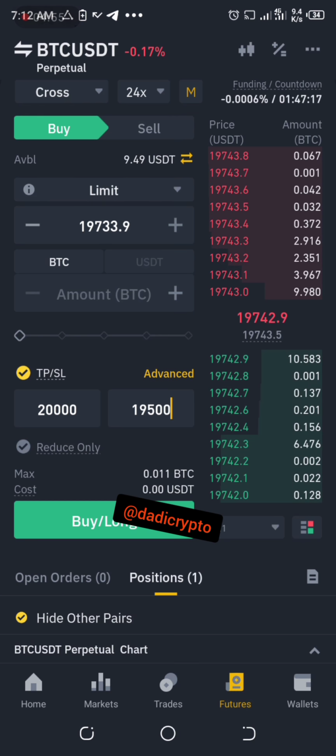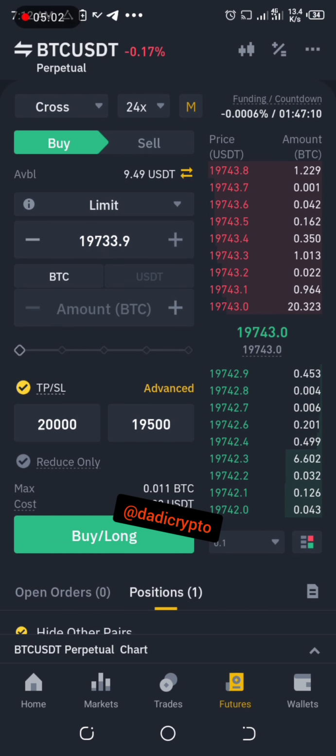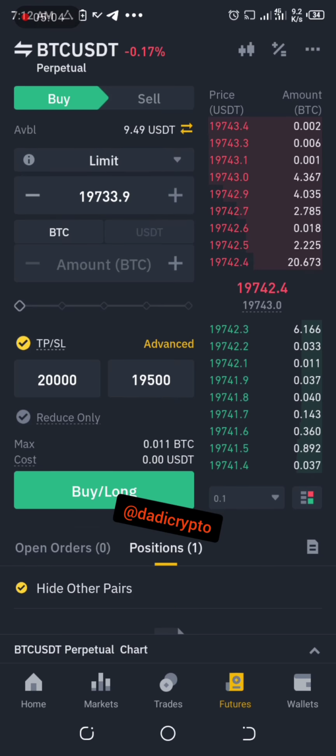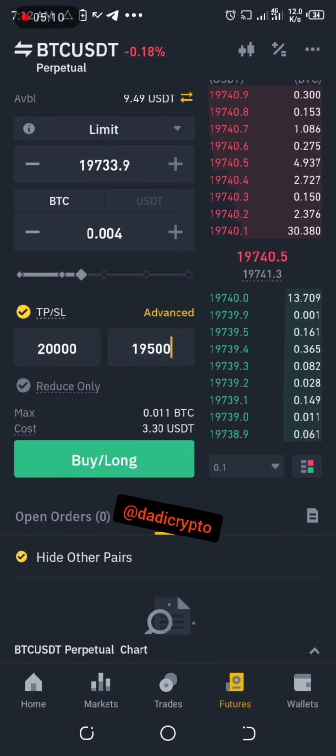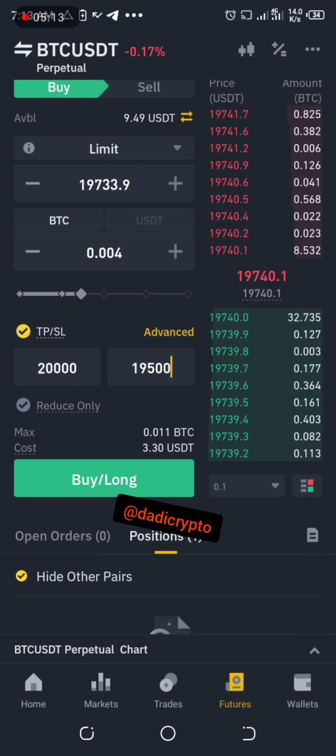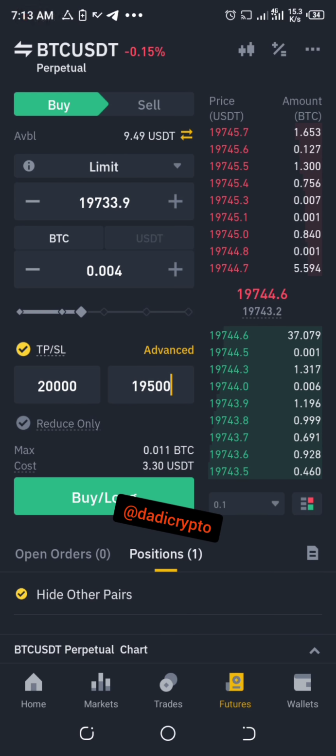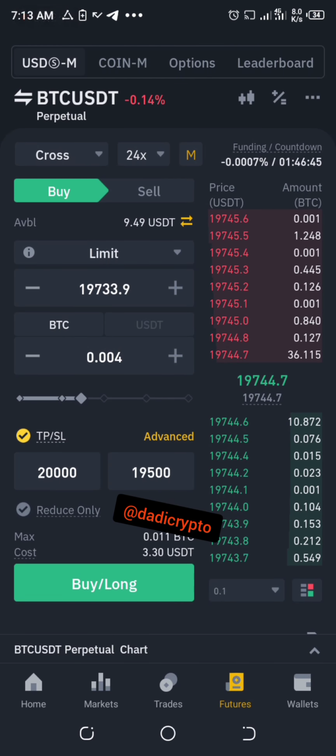I'm not going to press it because I know the price is not actually going up right now, so I don't want to lose money. This is just for training purposes. When you press buy, then you put the amount you want to stake. Let's say you want to stake $3. You press long. Now if it gets to $20,000, you make money. But if it goes down to $19,500, you lose money. That's predicting where the price is going.